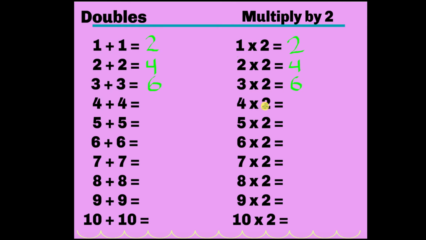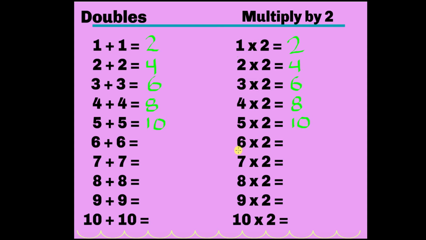Okay, what is 4 times 2? Well, if we double it with adding, it becomes 8. 4 plus 4 equals 8. So now we know that 4 times 2 equals 8. Same thing with 5. 5 times 2, well, what is 5 plus 5? 5 plus 5 equals 10. So we automatically know that 5 times 2 is also going to equal 10.